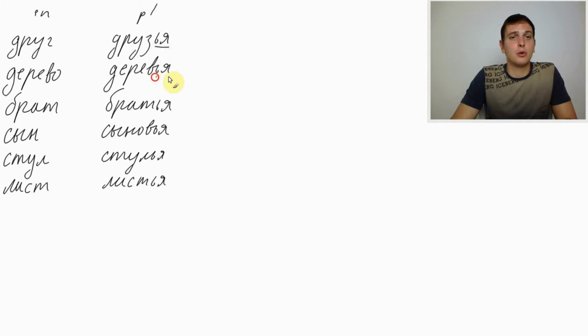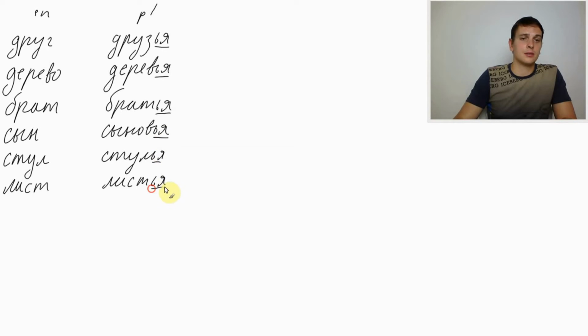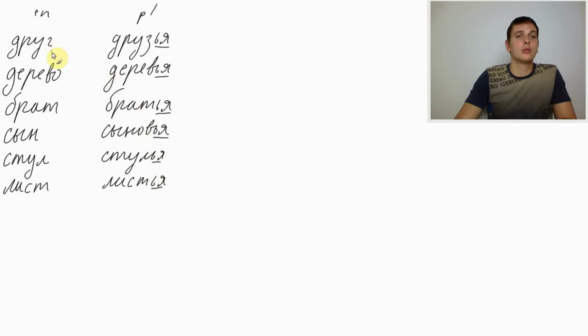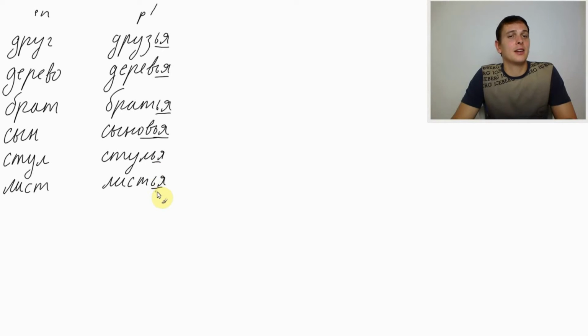We end plural in soft sign ya. But compared to previous cases, we cannot really generalize this rule, because друг, we replace г with зья. Дерево, o with soft sign ya. Брат, we simply add soft sign ya. And in сын, we write овья after сын. Стул, again, we add soft sign ya. And лист, листья, again, adding soft sign ya. So the endings are kind of messed up here.